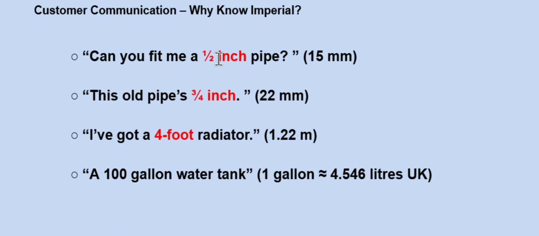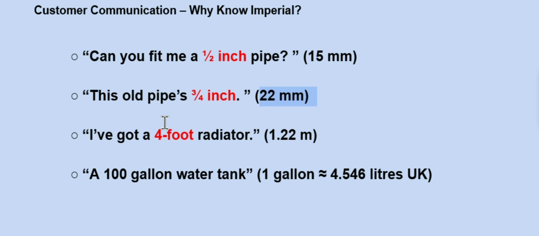Moving on. Okay, why do we need to know Imperial then if everybody uses SI these days? Because, as I mentioned before, in day-to-day speech, let's say you're working with an older colleague or somebody who's teaching you, or even just customers, very often people still refer to things using the Imperial system. So here are some examples. If somebody asks you to fit them a 1/2-inch pipe, you need to know that that's the equivalent of a 15 mil pipe, according to the SI system, the metric system. Similarly, a 3/4-inch pipe is 22 mil.